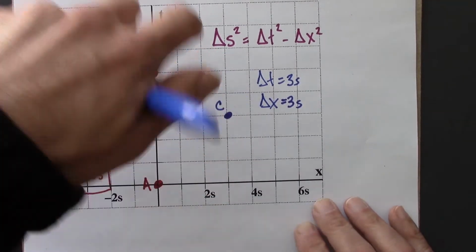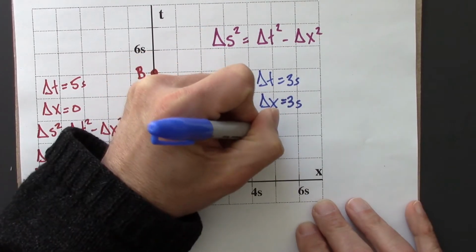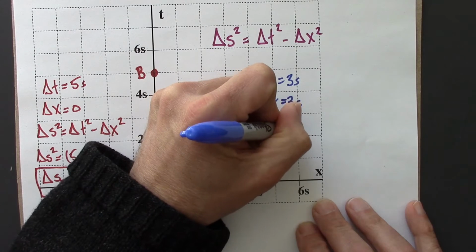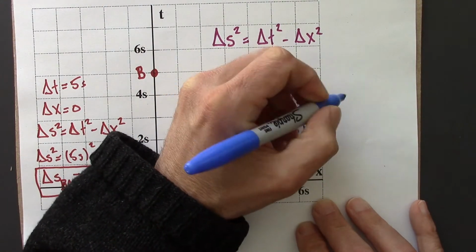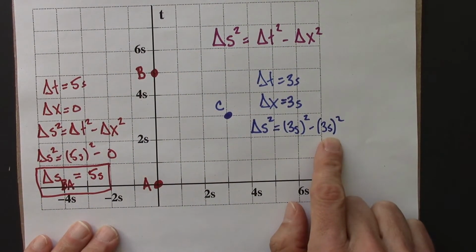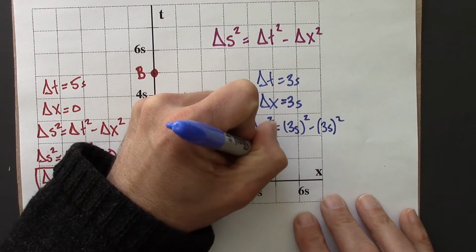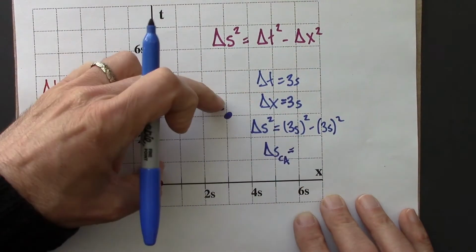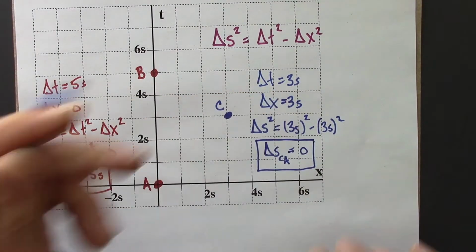Okay, let's figure out the space-time interval using the metric equation. I'm going to plug in delta t and delta x. Maybe you can see what's about to happen, even though my hand is blocking the formula. 3 squared minus 3 squared, that's 0. So delta s between these two points, A and C, is 0.